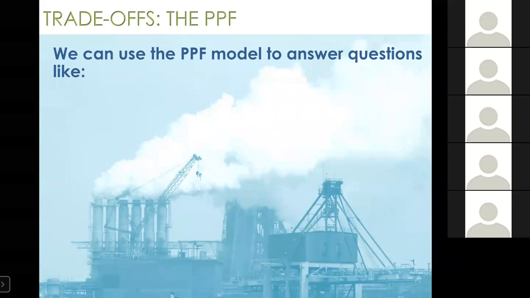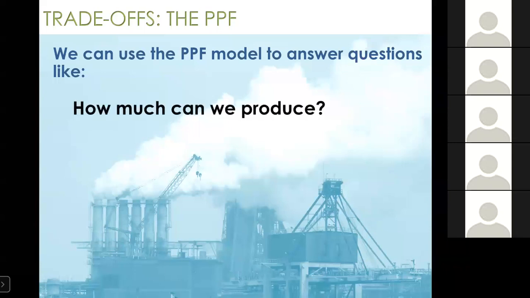So what can we use PPF for? PPF is going to help us to answer the following questions. First, how much can we produce? That's going to lead to the future definition, for example, GDP. It also is going to be helpful for us to understand an important phenomenon in macroeconomics called growth.